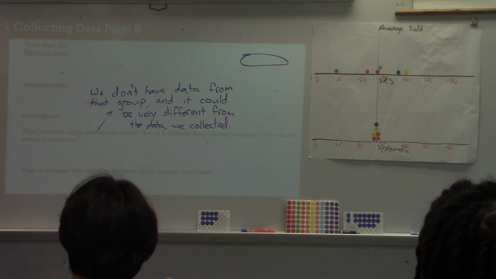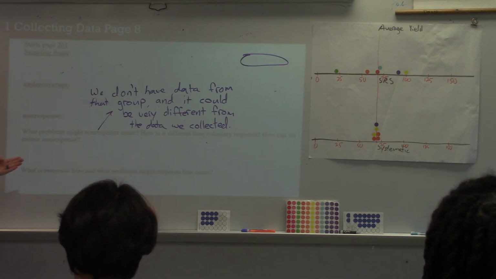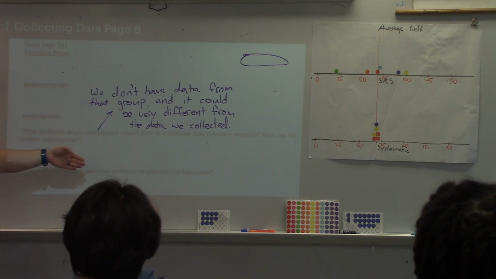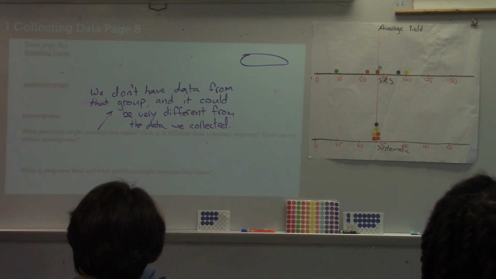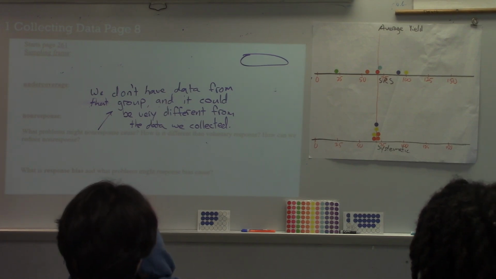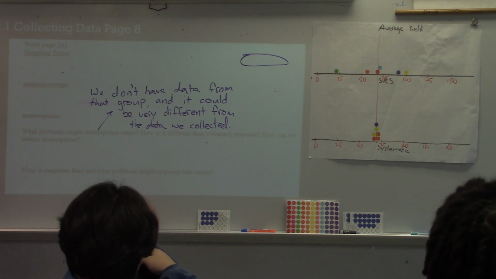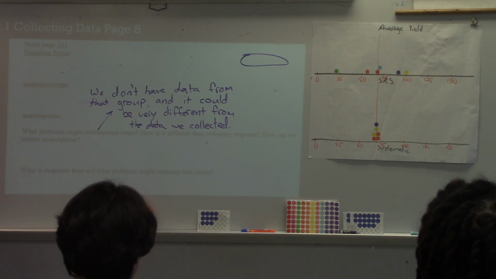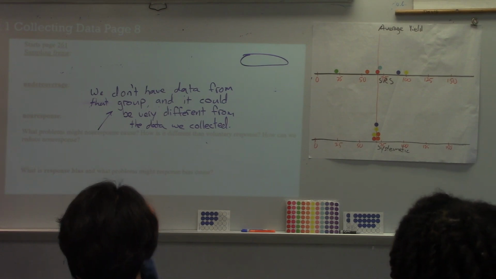And so I will say this, if we have non-response, does that guarantee the other group is different? No, but we always have to be wary of when we have non-response. How is the group different that we didn't get data from, okay? So how is it different from voluntary response?